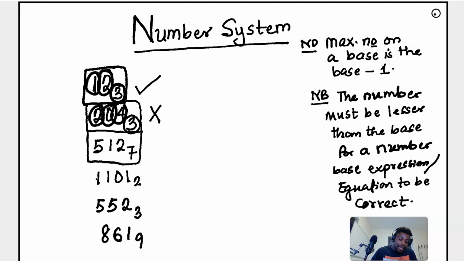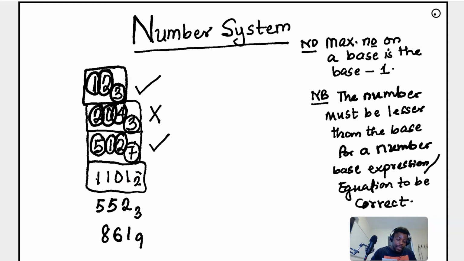512 base 7. 7 is the base. So 5 is less than 7, the expression is still correct. 1 is less than 7, the expression is still correct. 2 is less than 7, the expression is correct. So 512 base 7 is a correct expression. Let's go to the next one.